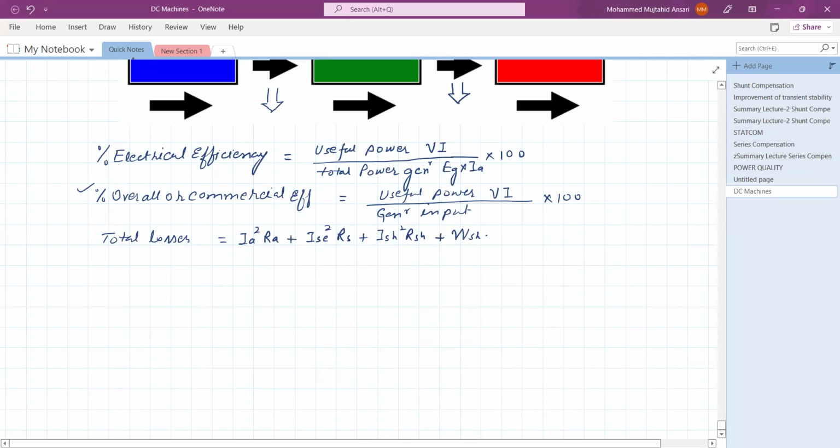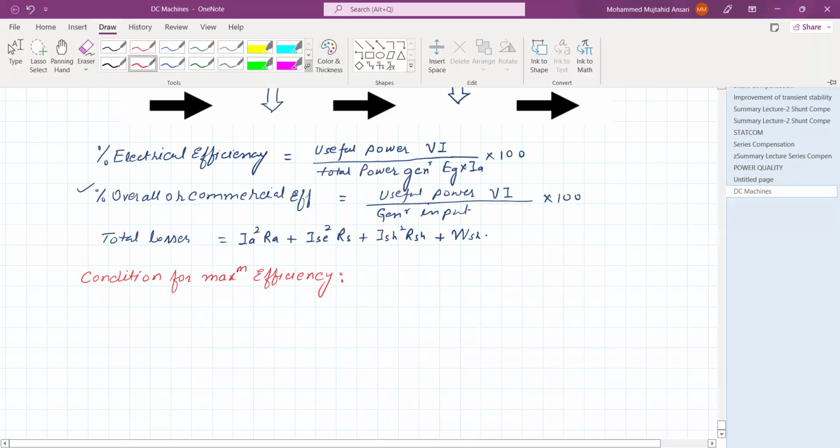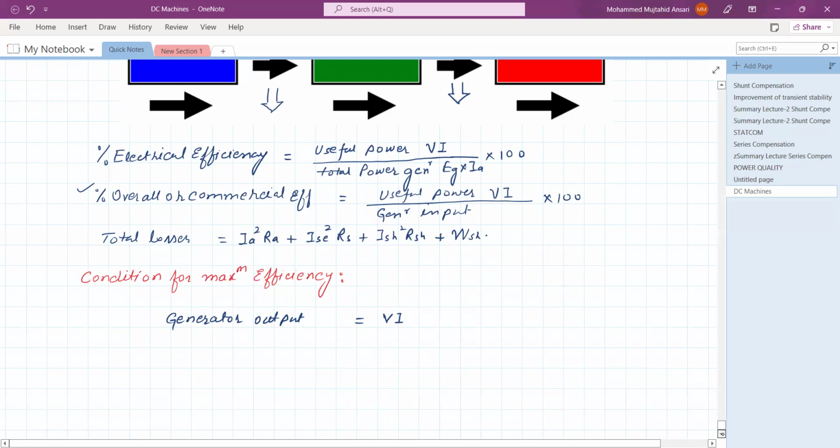Now we will see the condition for maximum efficiency. Under which condition does the generator give the maximum possible efficiency? We will use the same nomenclature. The generator output, which is the useful output, is V into I, meaning the voltage at the terminals and the current in the load circuit.